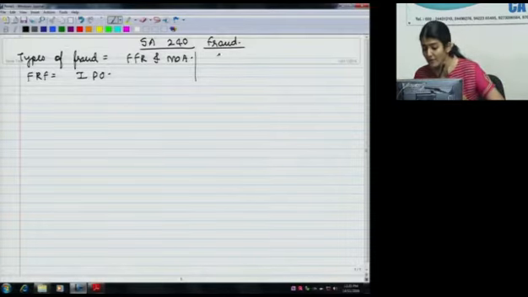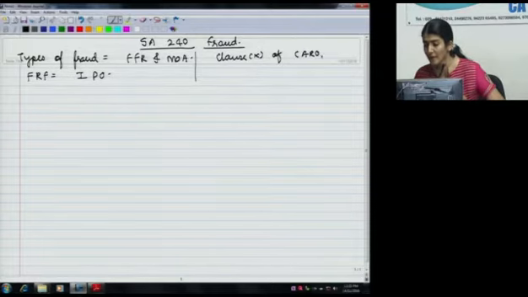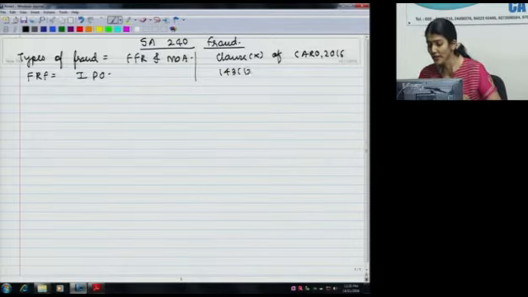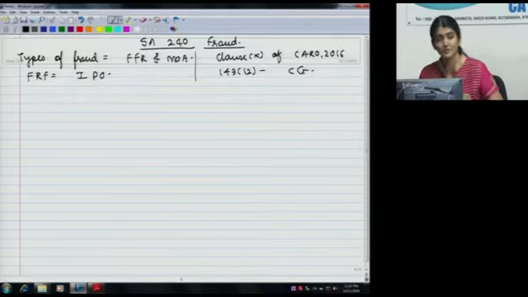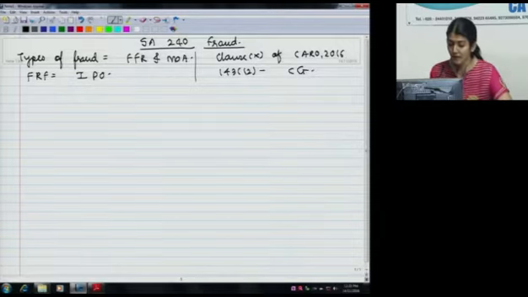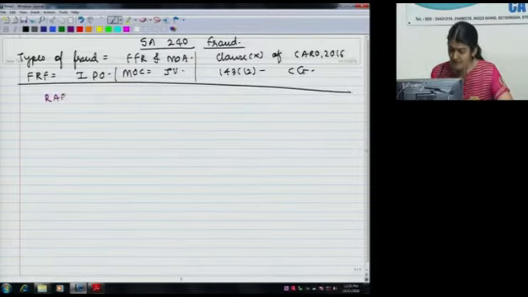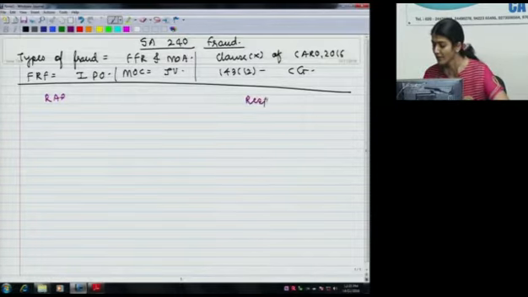We also said clause 10 of CARO 2016: any fraud on or by the company by its officers or employees noticed or reported during the year. Then section 143(12), duty to report the fraud to the Central Government. Management override of controls is equal to JV testing. And then we talked about the risk assessment procedures and the responses in SA 240.